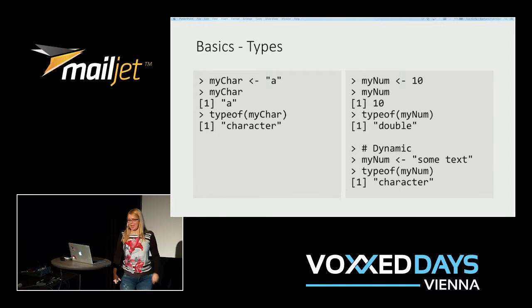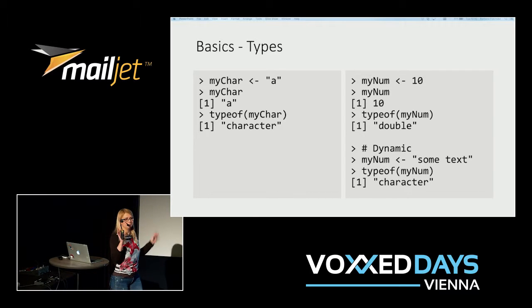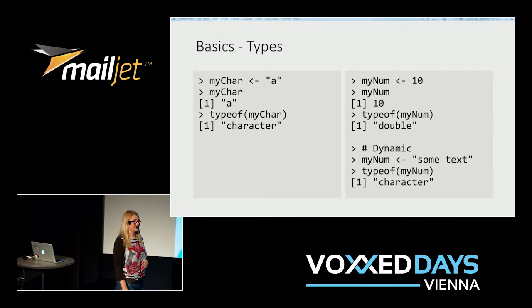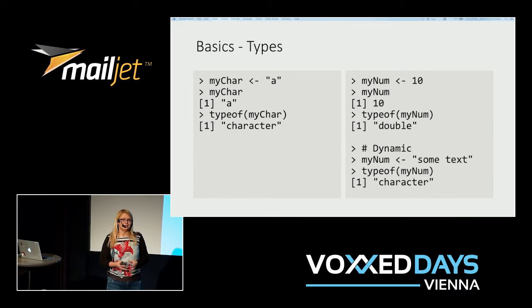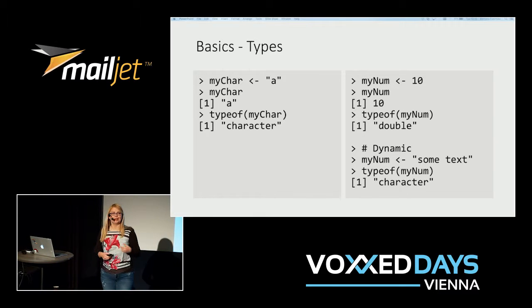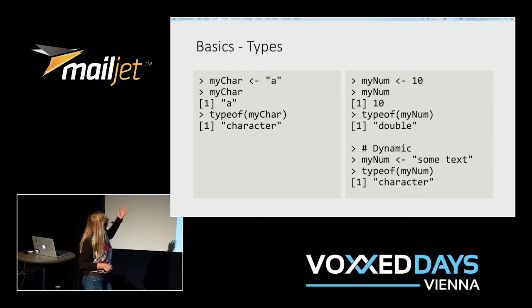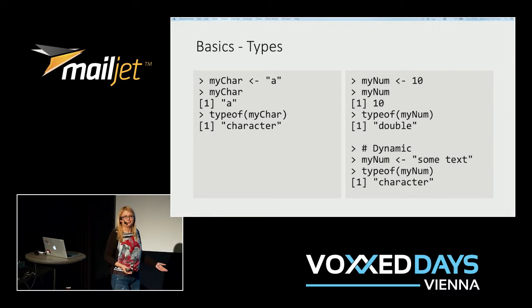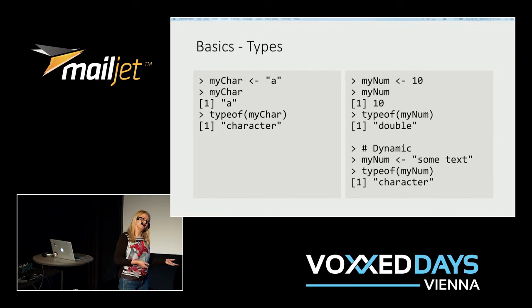So, this is my character. I assign value A, and I display my character. And there is this 1 in brackets, because everything in R is a vector. Even if it's just one value, it's a vector. And this 1 says, you know, that's not just an A. It's a vector with first element of an A.